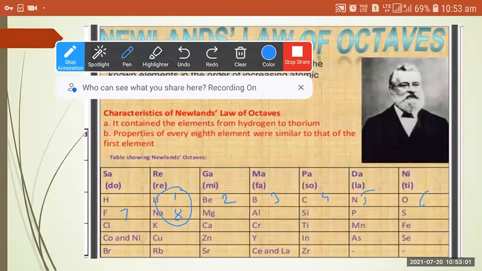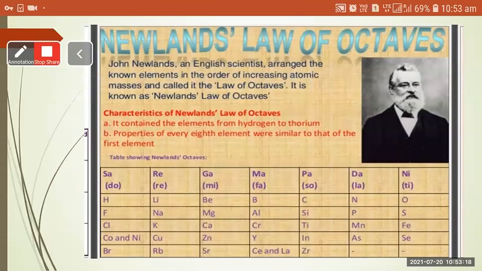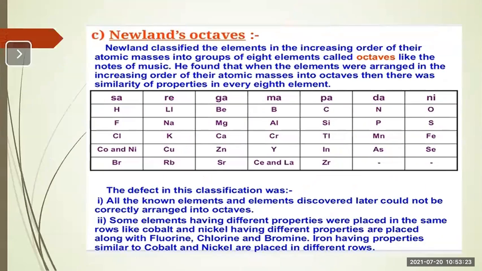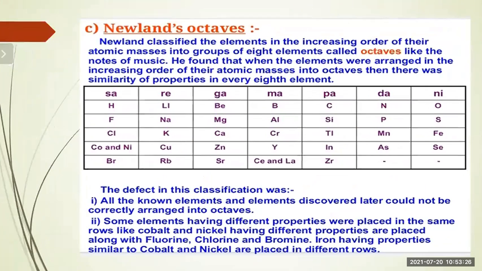Okay, so this is how Newlands arranged the elements according to their increasing atomic masses, and he found that every 8th element had properties similar to those of the first. Here also you can see, it is exactly like the octaves, that is the notes of the music. So he found that when the elements were arranged in the increasing order of their atomic masses into octaves, there was similarity of the property in every 8th element.